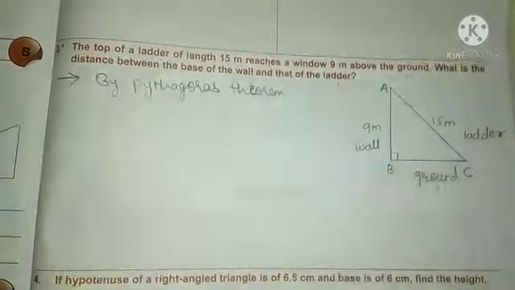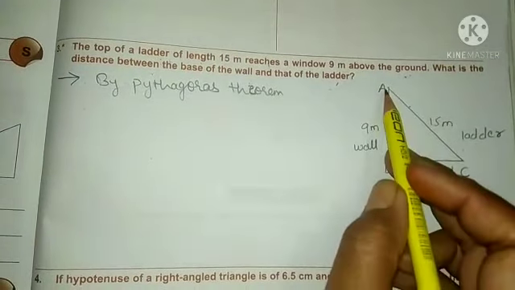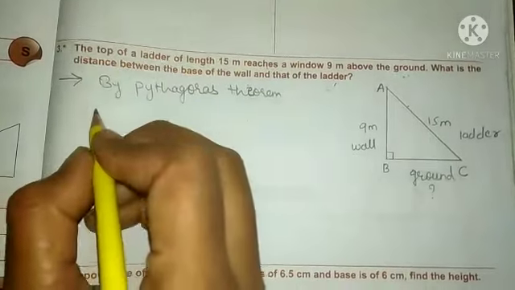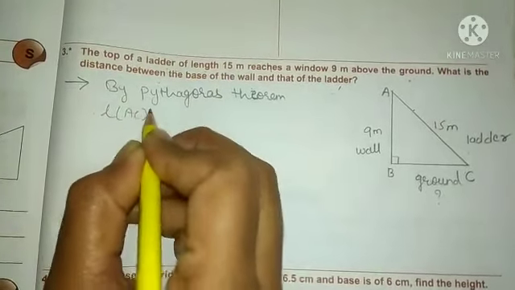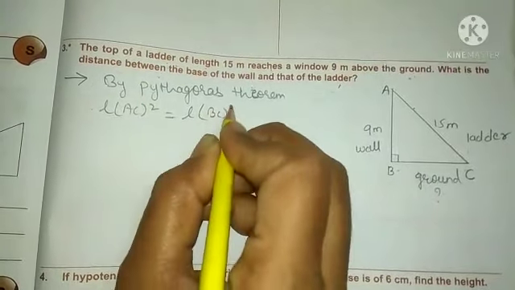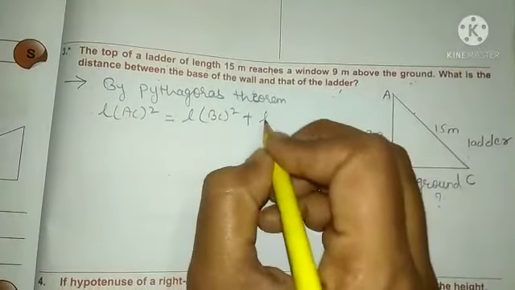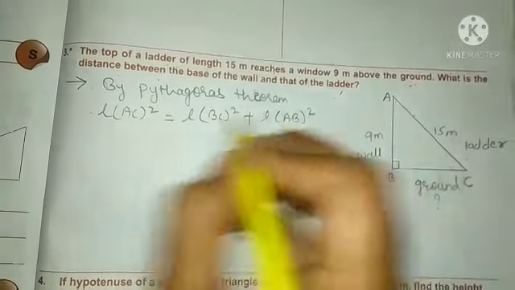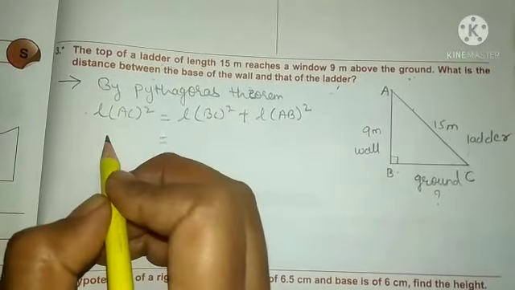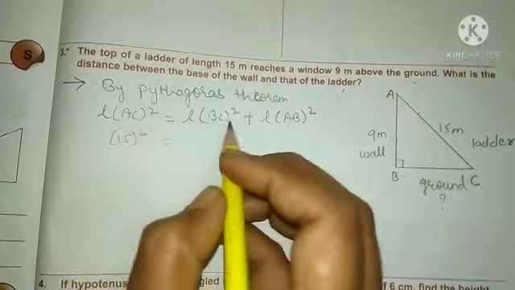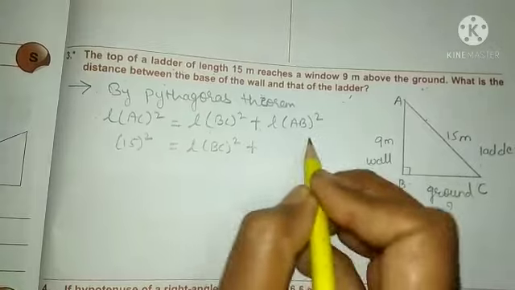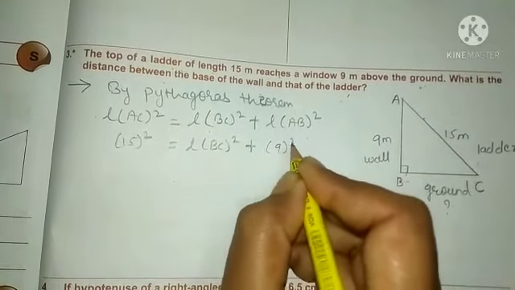So here your formula is: hypotenuse. Which side is your hypotenuse? This AC is your hypotenuse. So here we will write length AC square. Which side is your base? That is BC. So BC square plus, what will be your height? That is length AB. So AB square. Clear? So here length AC is given, that is 15 meter. Length BC is not given, so we will write BC as it is. Length AB is given, that is 9 square.